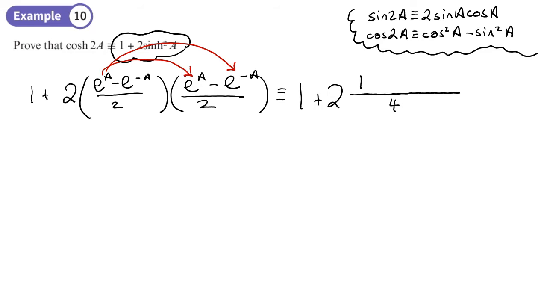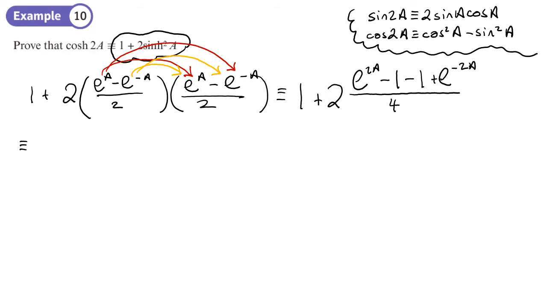Well, actually, let's start with the other term first. e^a times e^a is e^(2a). Then we'll go on to the second one. e^a times negative e^(-a) becomes negative 1 because the powers cancel out. Then we'll go on to these two. So that's going to be negative, whatever it works out to be, and again that becomes negative 1 as well. And then the last term is going to become plus e^(-2a).